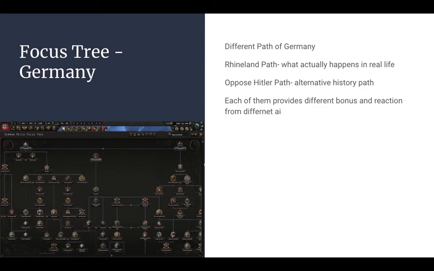So this example of the focus tree is for Germany, and it shows that one path can lead from one event to another, and there are different paths. For example, one path is basically what happened in real life, and the opposite path allows the player to play in an alternate history. Each of them can provide different bonuses, and the AI will react differently to it.